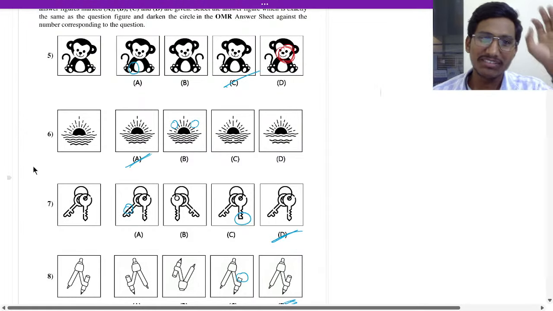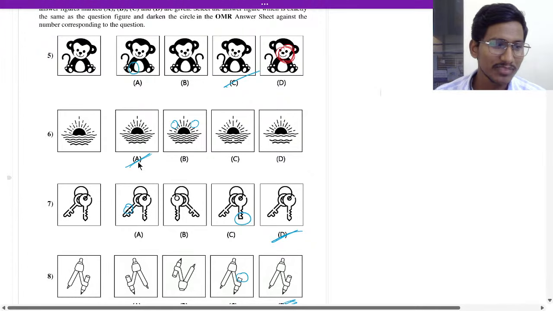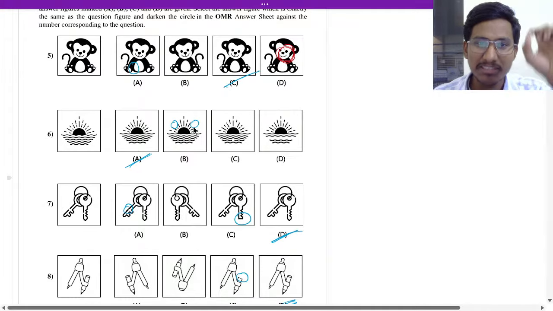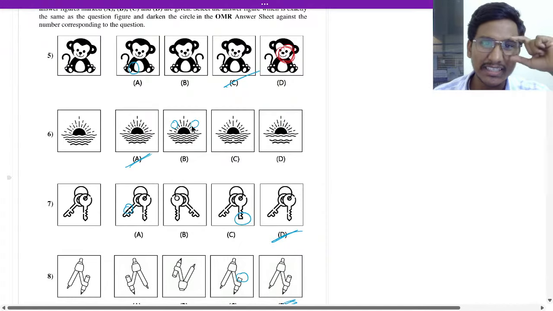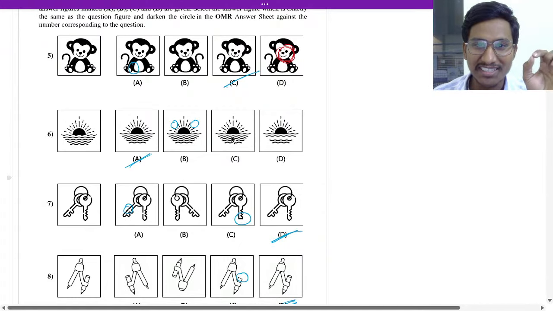Okay. Now then sixth. What will be the answer? Option A will be the answer, because in B this line is missing here. You can see here this line is missing, and in C this is cut here, and in D one line is missing here. One wave, water wave is missing. So that is why A is the only answer.